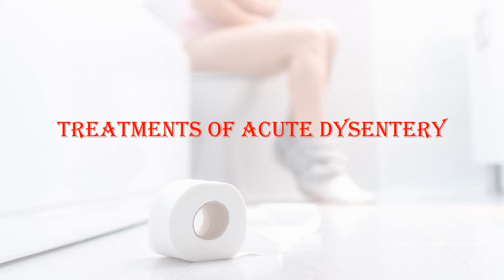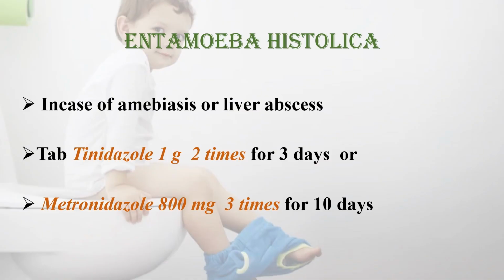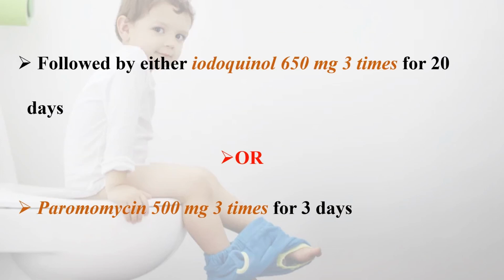Next one, treatment of acute dysentery. First one, Entamoeba histolytica. In case of amoebiasis or liver abscess, tab tinidazole 1 gram 2 times for 3 days or metronidazole 800 mg 3 times for 10 days, followed by either iodoquinol 650 mg 3 times for 20 days or paromomycin 500 mg 3 times for 3 days.